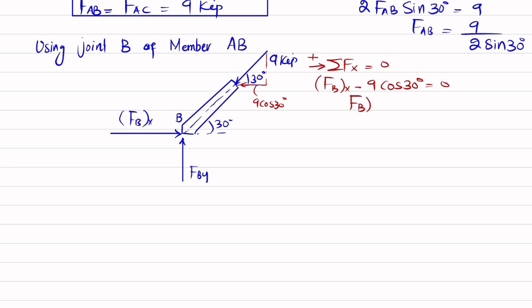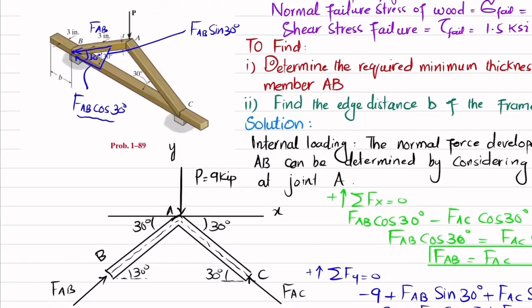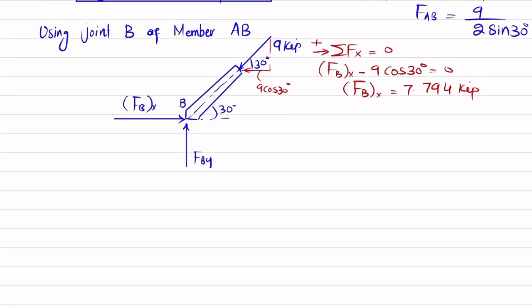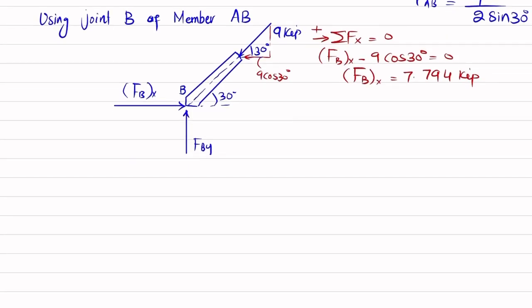So from here FBX component will be equal to 7.794 kip. Now this horizontal force is actually, you can see, exerted by this member over here. As a result, this horizontal force will produce shear in this area. So if I draw a free body diagram of that portion, this is the portion where you have a net force of FBX. FBX is applied, and due to that we have a shear V, which is taken as VA dash A.